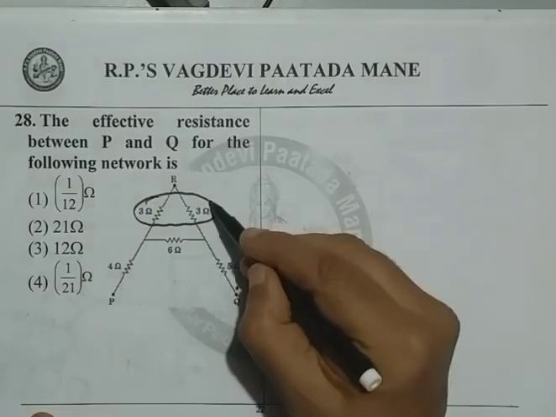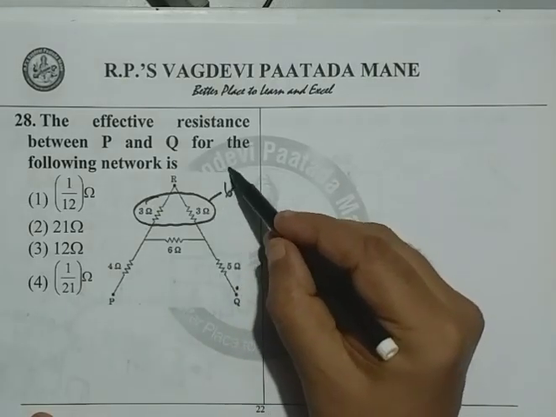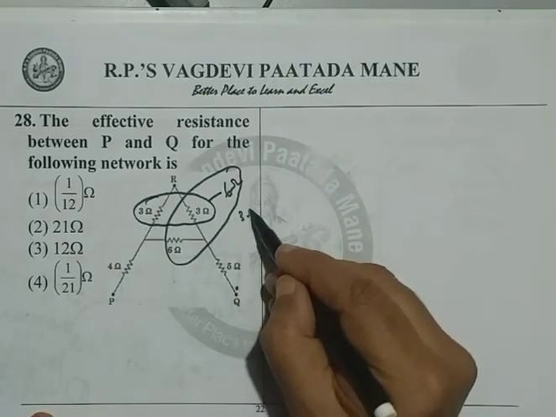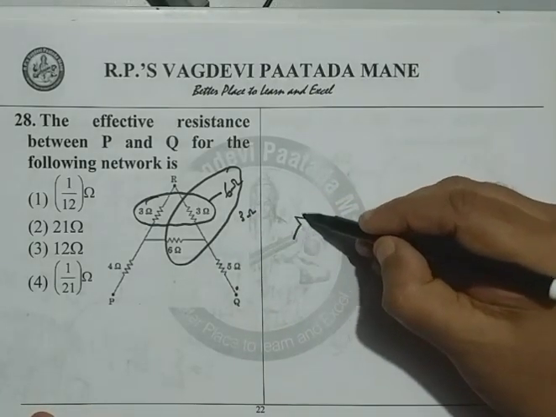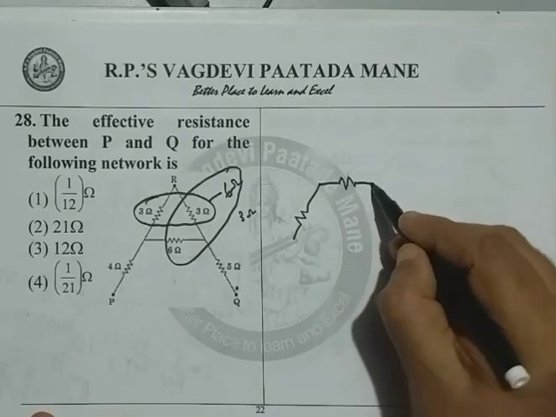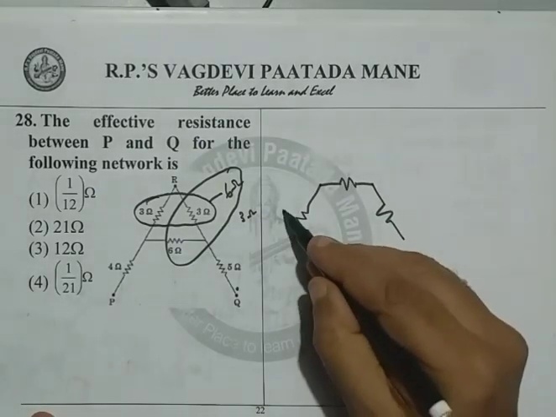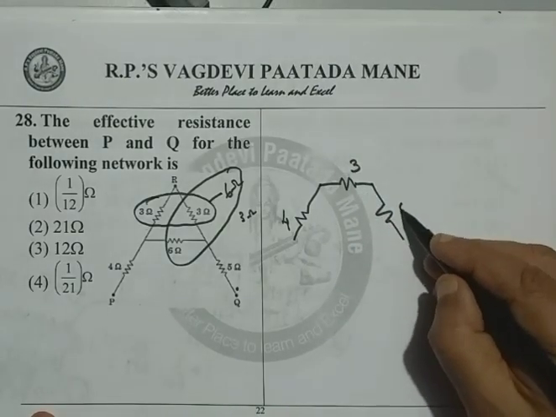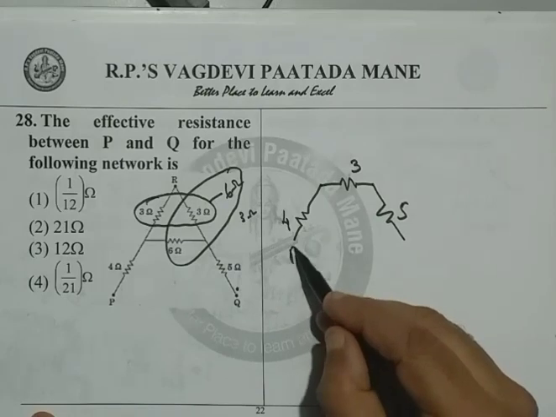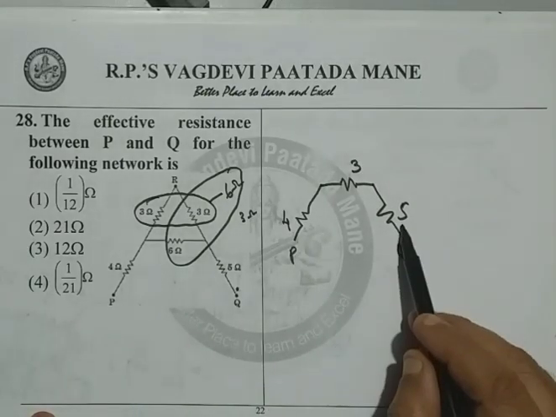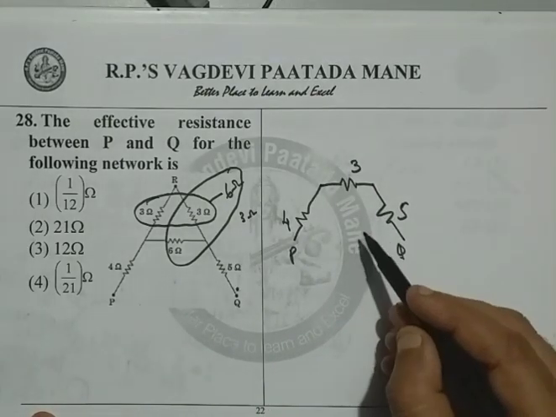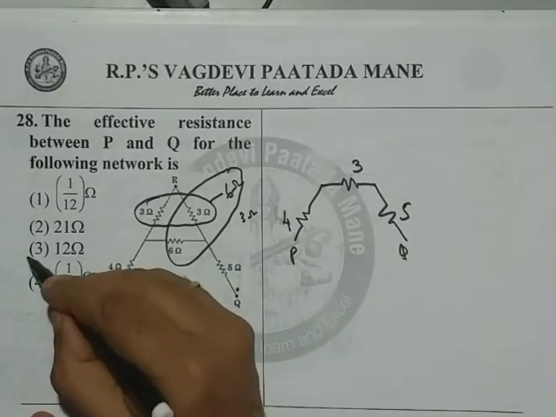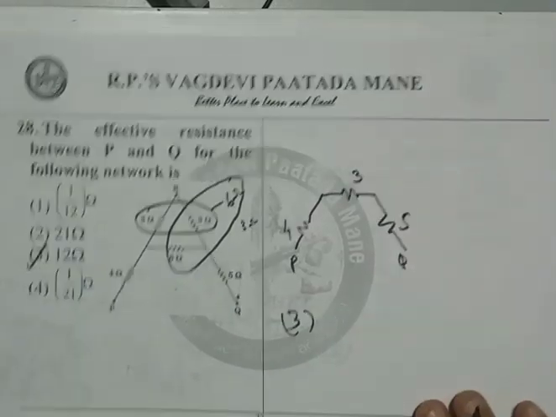This 3 and 3 will result in 6 ohms. This overall combination 6 and 6 will result in 3 ohm. Finally, we have a circuit which is a simple series combination like this. It is 4, 3 and 5. So effective resistance between P and Q is 12 ohms. 5 plus 3, 8 plus 4, 12 ohms. Therefore, option 3 is correct.